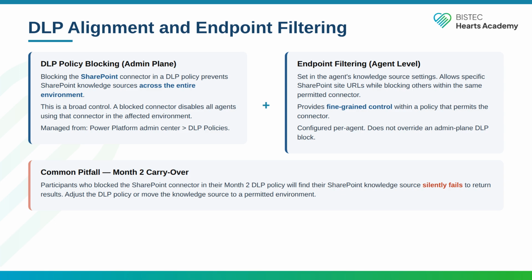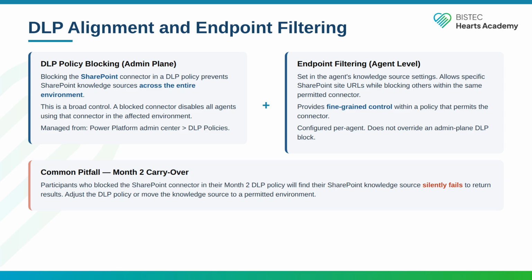At the DLP layer, you permit the SharePoint connector in environments where agents legitimately need internal document access, typically your production and UAT environments. In development environments where agent authoring is exploratory, SharePoint may remain blocked. At the endpoint filtering layer, within environments where SharePoint is DLP permitted, you configure each agent's knowledge source to query only specific site paths. The HR SharePoint site, the IT knowledge base, the policy library. This prevents an agent from querying across all SharePoint content the service account can access.